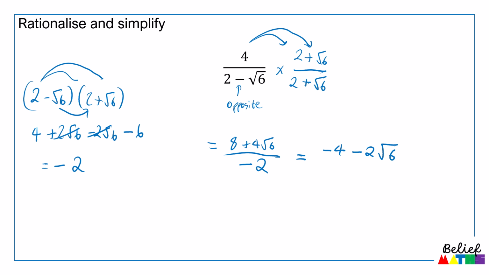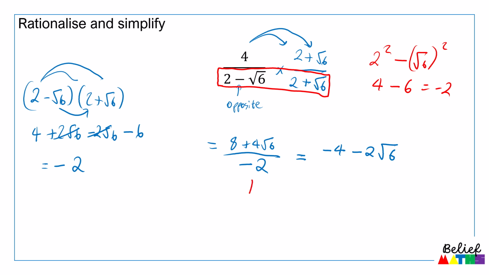One thing to note here, to make this part a little bit quicker: we know that every time it's going to be the same thing, just with a different sign in the middle. So all we actually had to do here was do 2 squared minus root 6 squared. That gives us 4 minus 6, which gave us our minus 2. So if we just square the first one and then square the second one and subtract them from each other, that gives us the denominator that we needed.